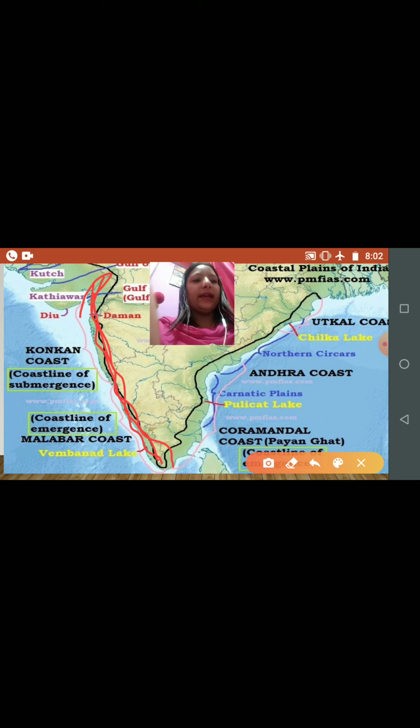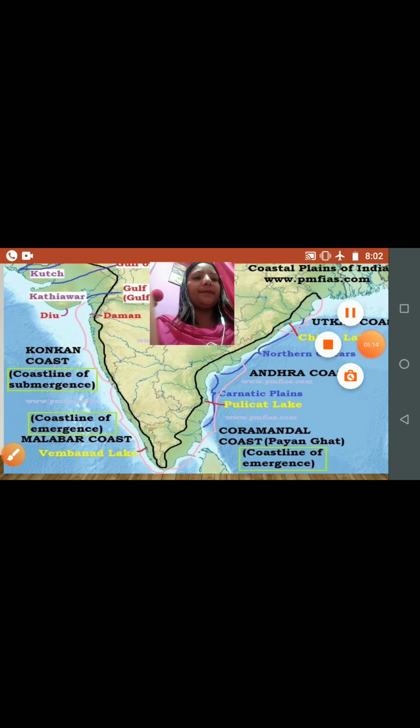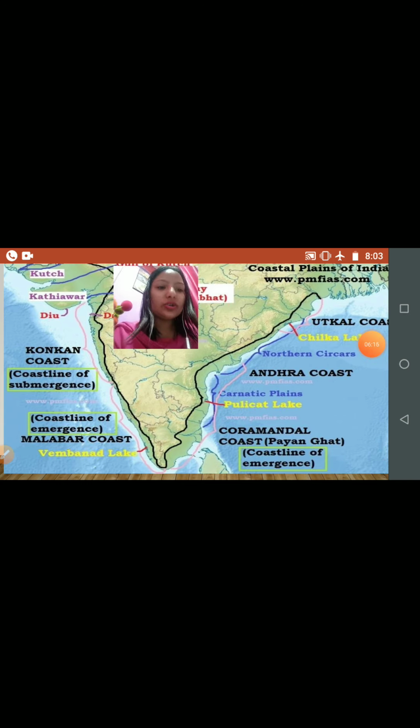Now the eastern coastal plain. The eastern coastal plain lies between the Eastern Ghats and the Bay of Bengal. It stretches all the way from the mouth of the river Ganga to Kanyakumari, and it is much broader than the western coastal plain.